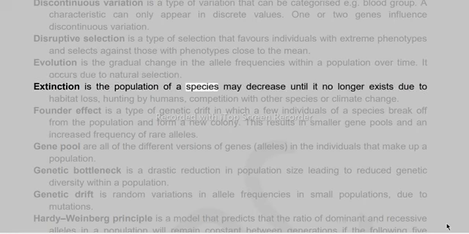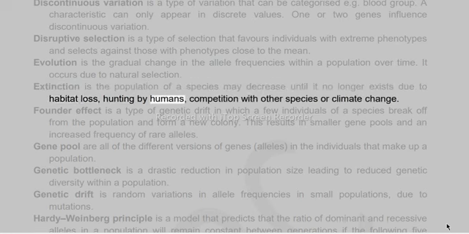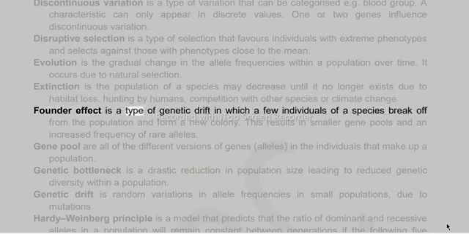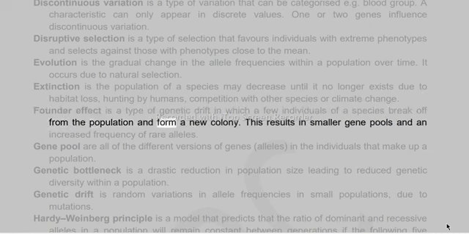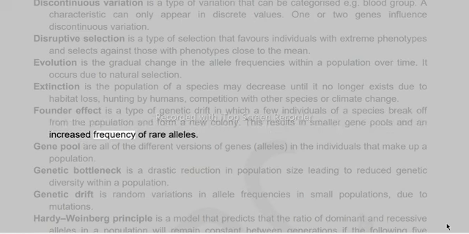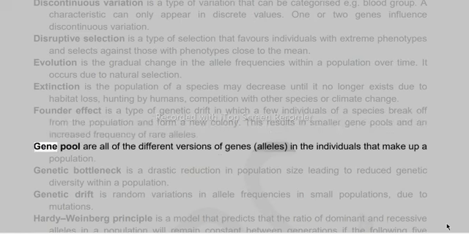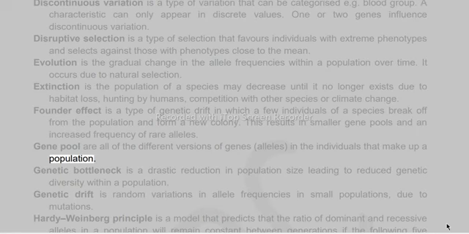Extinction is when the population of a species may decrease until it no longer exists due to habitat loss, hunting by humans, competition with other species or climate change. Founder effect is a type of genetic drift in which a few individuals of a species break off from the population and form a new colony. This results in smaller gene pools and an increased frequency of rare alleles. Gene pool is all of the different versions of genes, alleles, in the individuals that make up a population. Genetic bottleneck is a drastic reduction in population size leading to reduced genetic diversity within a population.